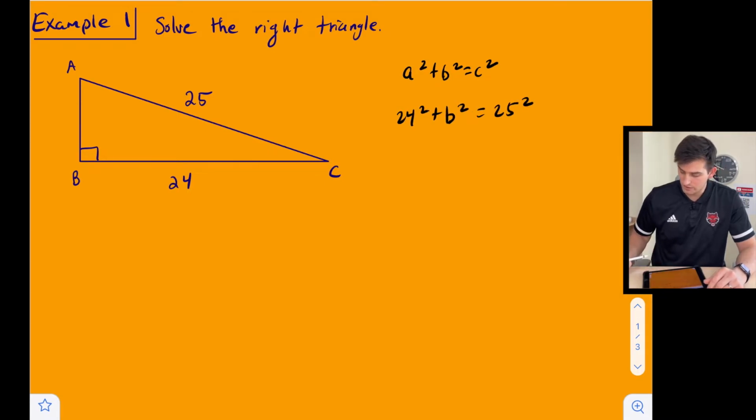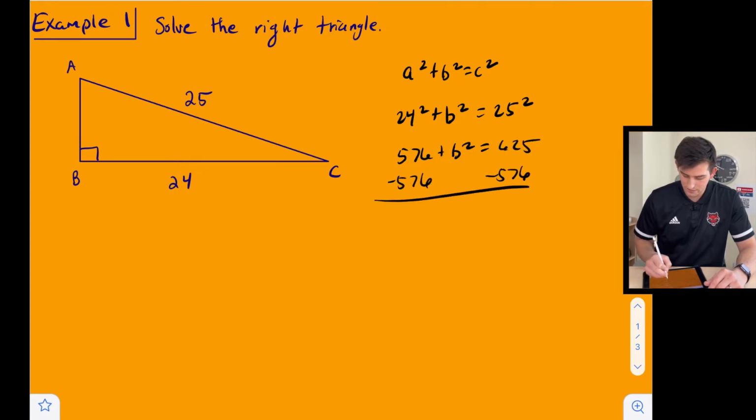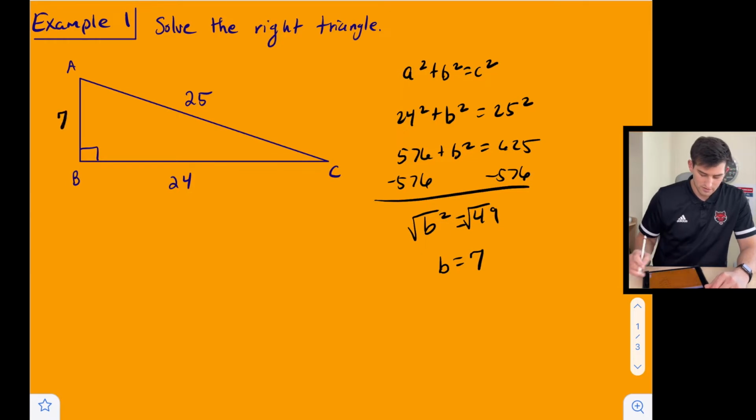Okay, so now we can do 24 squared, and that gives us 576, plus b squared equals 25 squared, and that gives us 625. Okay, so now we subtract 576, and we get b squared equals 49. And now we can take the square root of both sides. 49 is a perfect square, so we know b is equal to 7. Okay, so that is our missing side right there. So we'll say right here that AB equals 7.